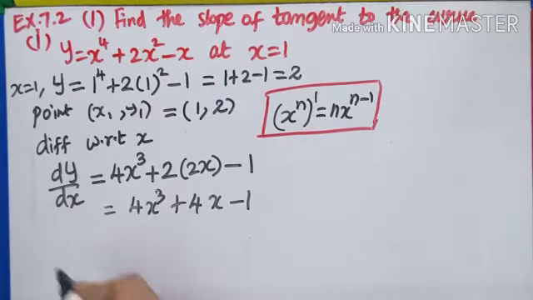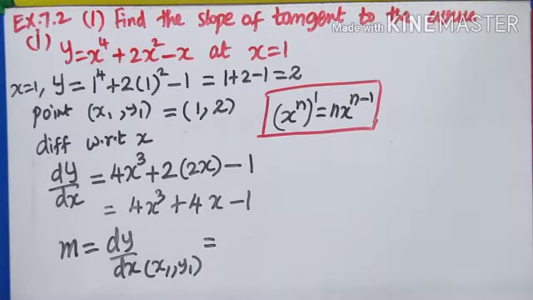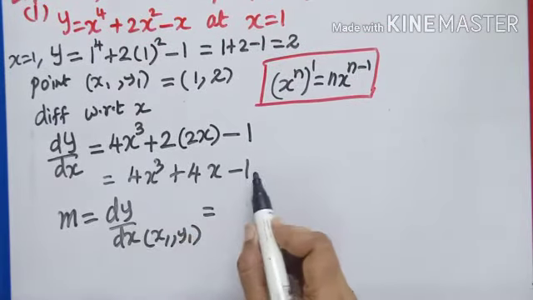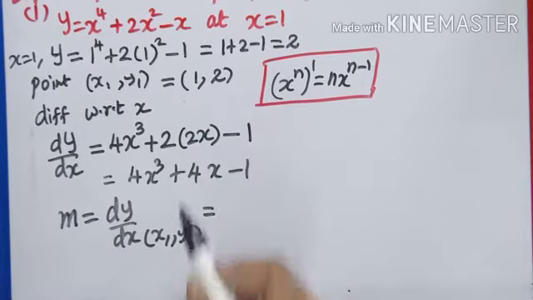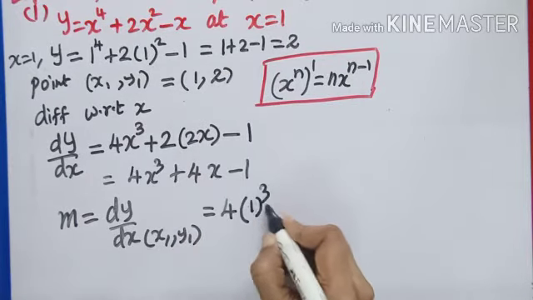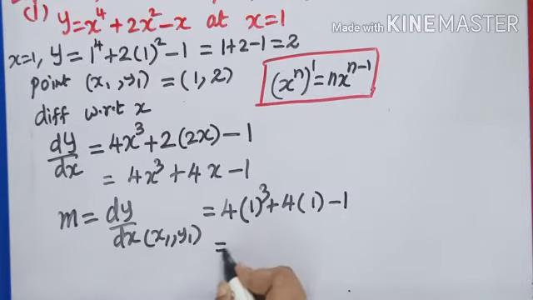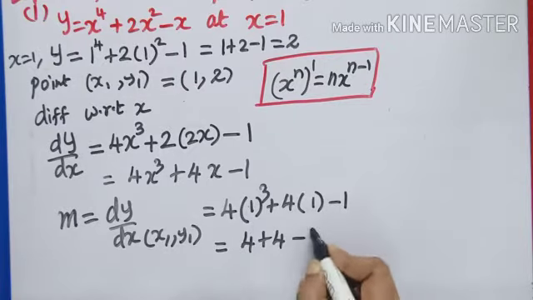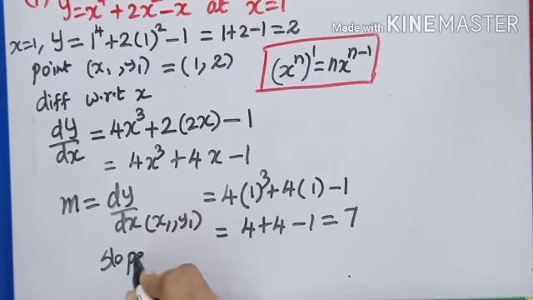What I want is slope. You denote slope as m, which is dy by dx at the point x1, y1. That is, in the expression, wherever x is coming, put 1. Wherever y is coming, put 2. So, here I get 4 into 1 cube plus 4 into 1 minus 1. Simplifying this, 4 plus 4 minus 1, or it is 7. So, we will say slope of the tangent is equal to 7.